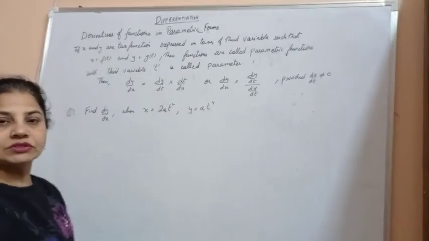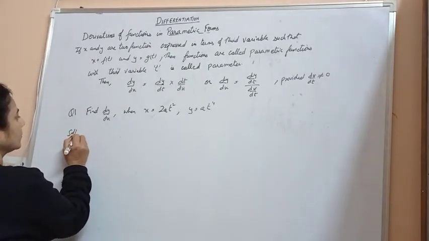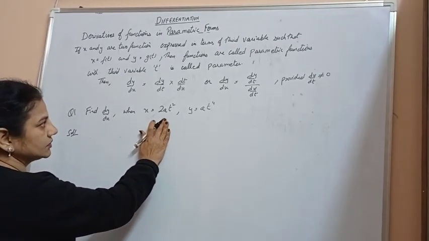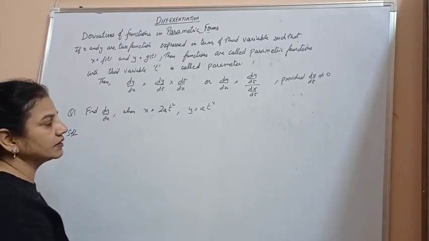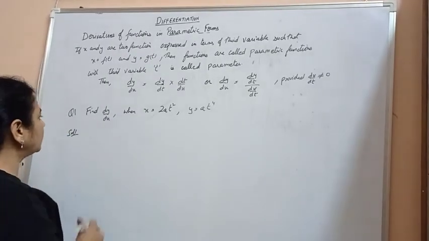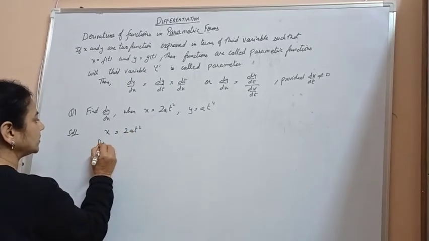Let us do some questions to make it more clear. In this question, we have to find dy by dx if x is given to us as 2at square and y is given as at to the power 4, where t is the parameter. So we calculate x is equal to 2at square. I differentiate with respect to t.